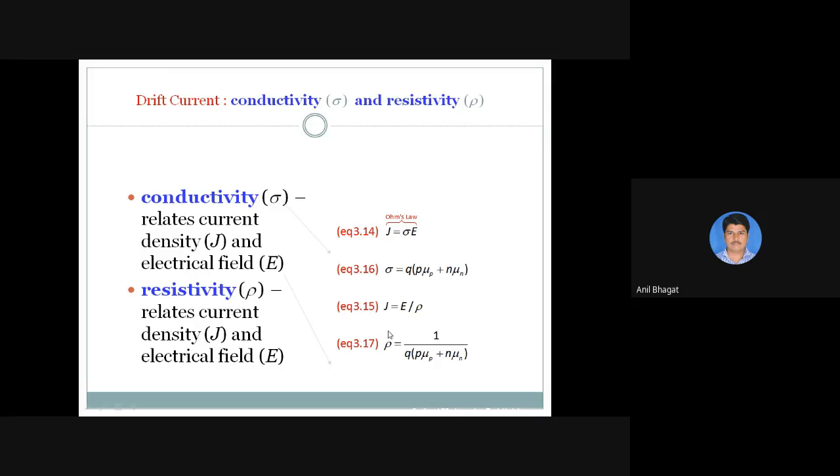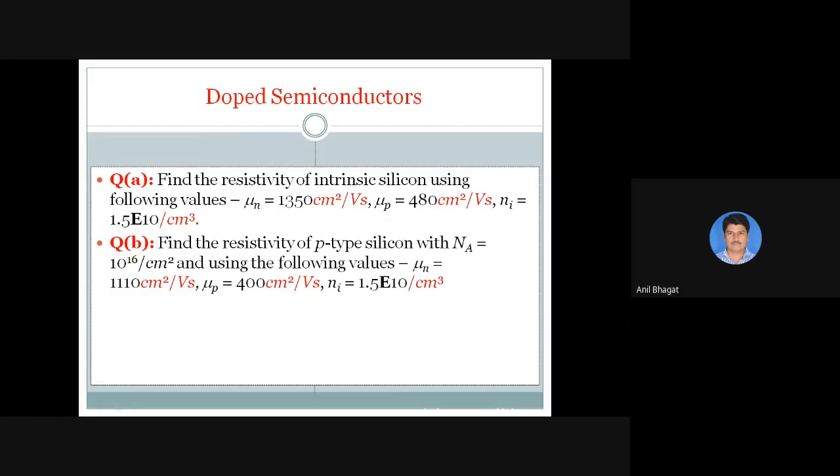And the resistivity is the reciprocal of conductivity. Resistivity is the reciprocal of conductivity, J is equal to E divided by sigma, and sigma is equal to q(n μn + p μp). You take the reciprocal, 1 divided by sigma, and we get the actual resistivity, right? So conductivity and resistivity are both important from your exam point of view. Based on that, you just solve the problems.